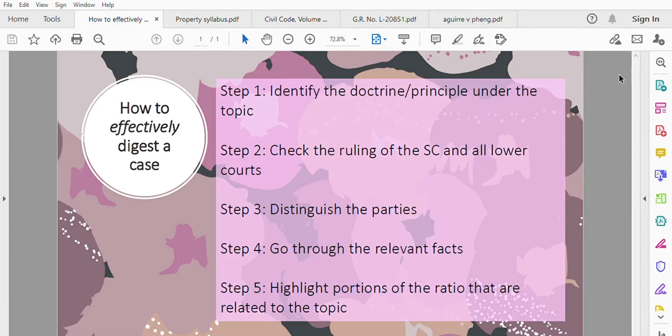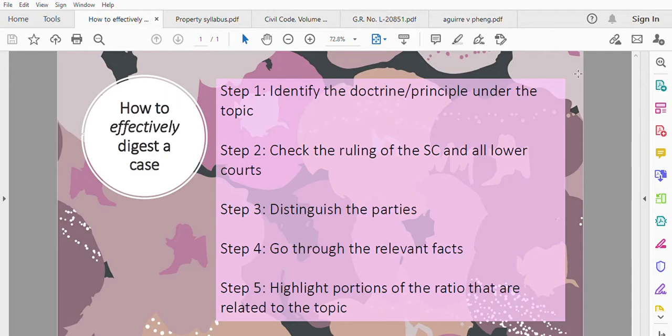Hi, today I will be sharing tips on how to effectively digest a case. There are different tutorials and ways on digesting a case according to what works for you and also the purpose to why you're digesting a case. If it's for your own personal consumption, you can digest a case as concise as you want it to be.